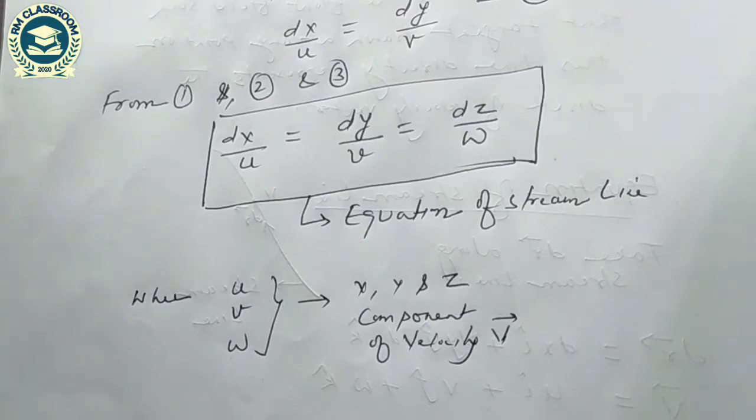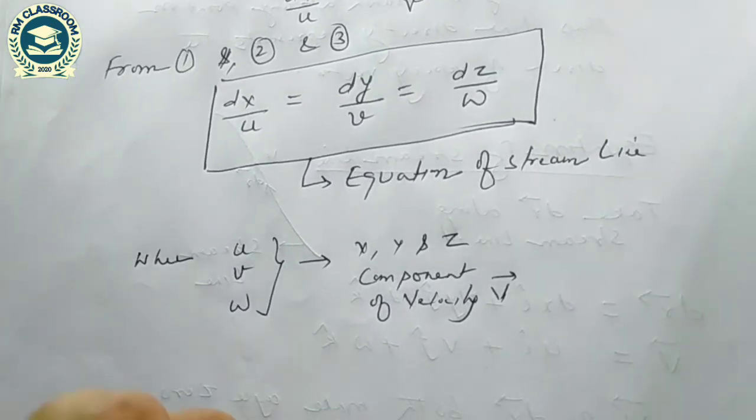So today I have discussed what is streamline. I told you a streamline is an imaginary line drawn in a flow field in such a way that the tangent drawn at any point on this line directly represents the direction of the velocity vector. After that I derived the equation of a streamline, that is dx by u is equal to dy by v is equal to dz by w.